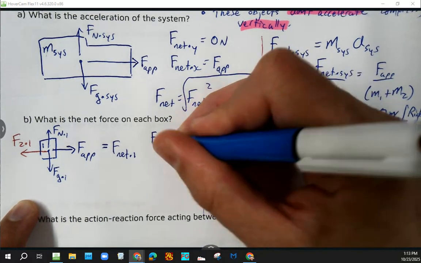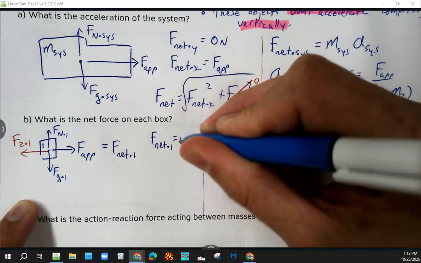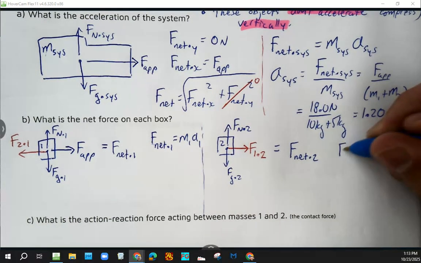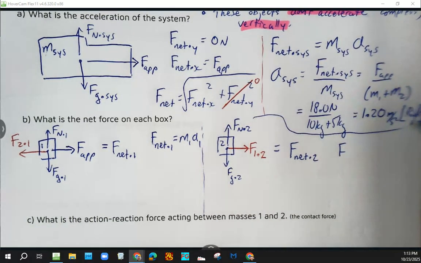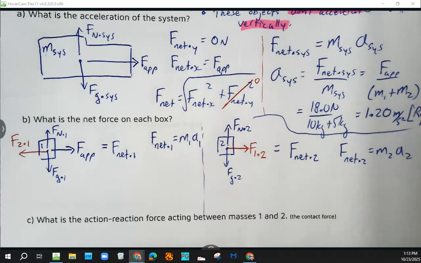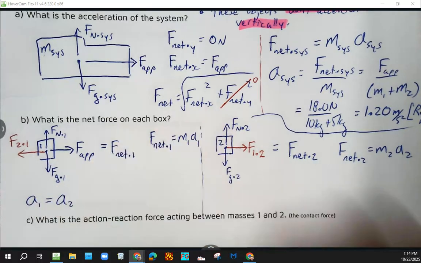So simultaneously, F net 1 could be calculated as mass 1 times acceleration 1. And F net 2 could be calculated as mass 2 times acceleration 2. And people say, well, we don't know acceleration 2. Oh, but we do. I heard it. Isn't acceleration 1 equal to acceleration 2?